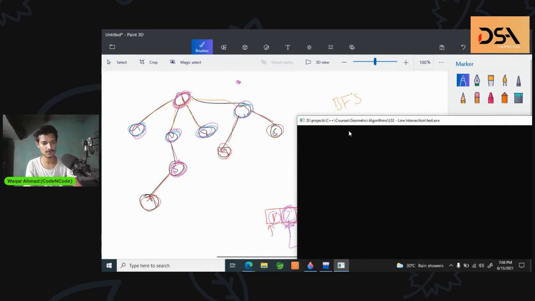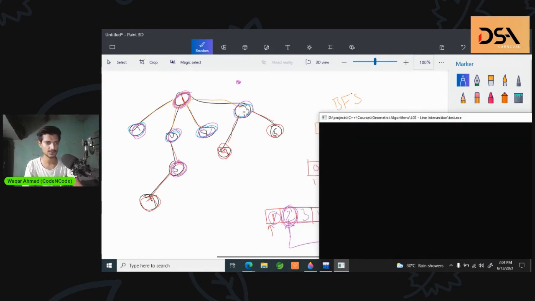Okay, so how many nodes do we have? 9 nodes we have. 1 is connected to 4, 1 is connected to 2, 1 is connected to 8, 1 is connected to 3. Okay, 2 is connected to 5, 5 is connected to 7. Done. 3 is connected to 9, and 3 is connected to 6.